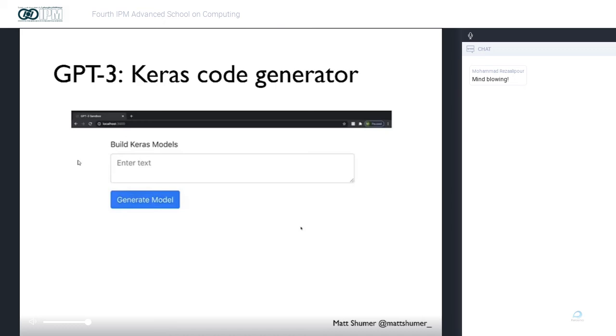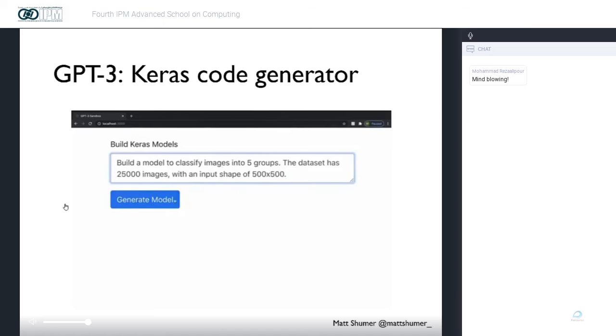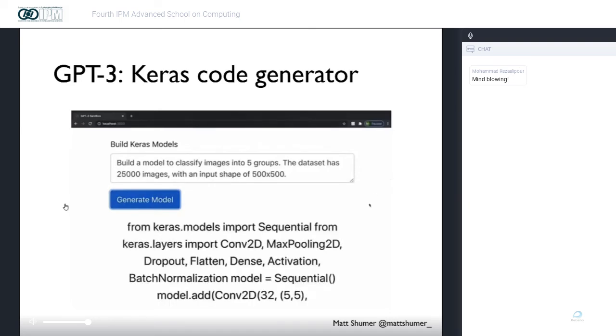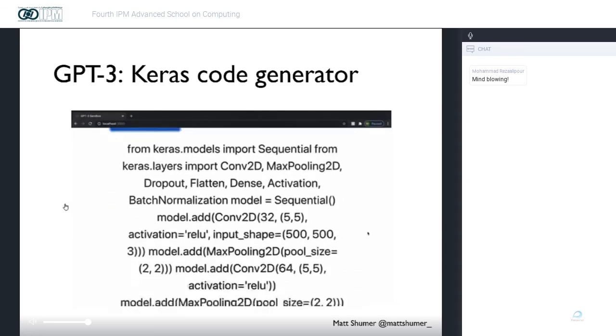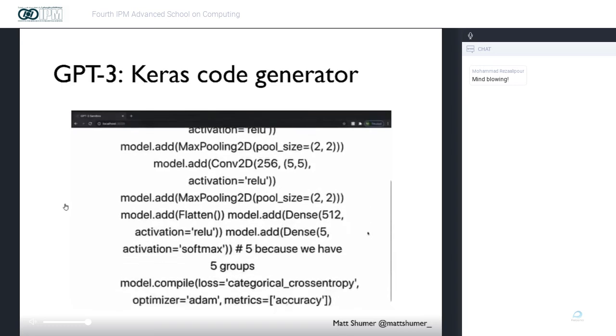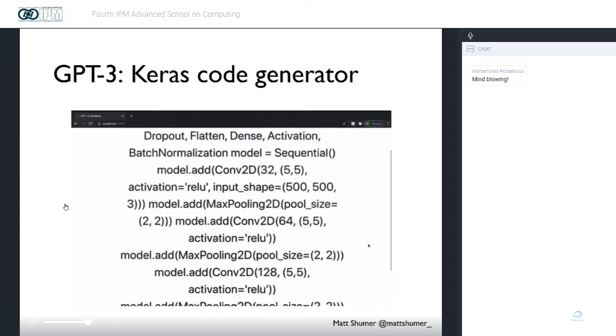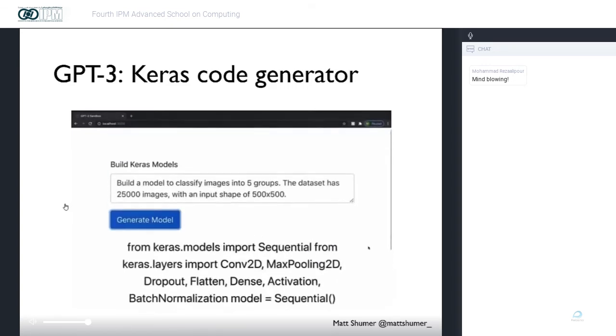As a last example of the sort of demos that are enabled by GPT-3, here is a demo that generates Keras code using descriptions you provide, like build a model to classify images into 5 groups. The dataset has 25,000 images with an input shape of 500 by 500. And the model generates Keras code for you. It's a sequential model with some layers, and at least by looking at it, it is a reasonable model with some convolutional and max pooling layers in it.